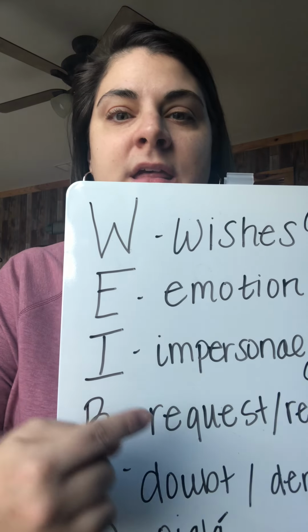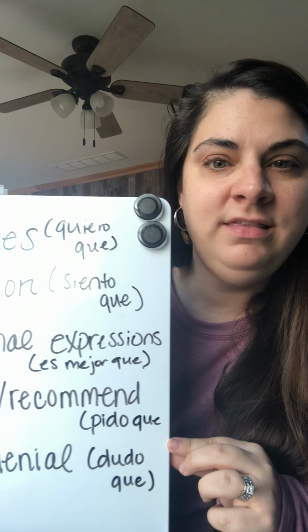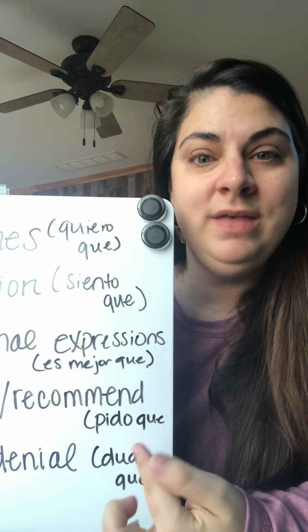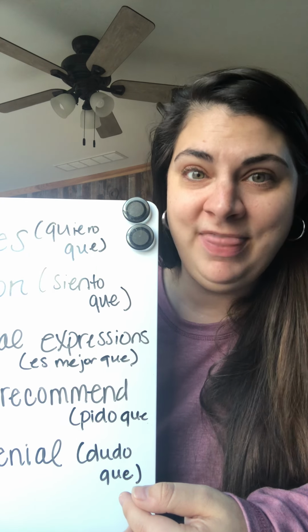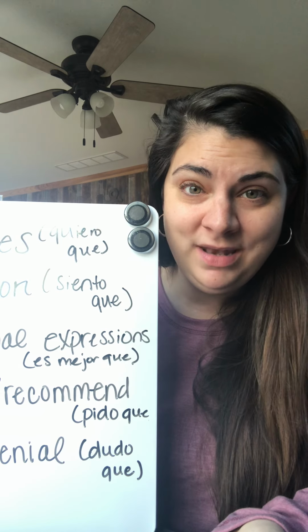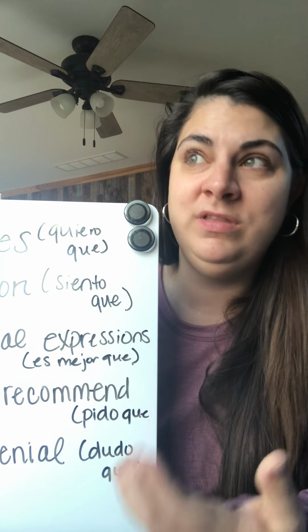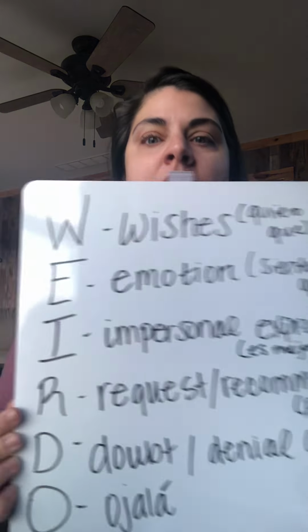The next one is request and recommendations. So I could say something like, pido que, I request that, or recomiendo que, I recommend that mis estudiantes estudian mucho. Just because I recommended it or requested it doesn't mean it's for sure going to happen. Once again, it takes it back to that bigger foundation of uncertainty.